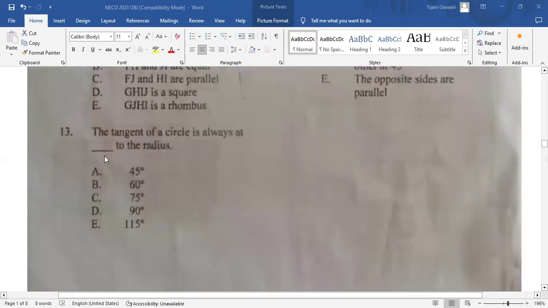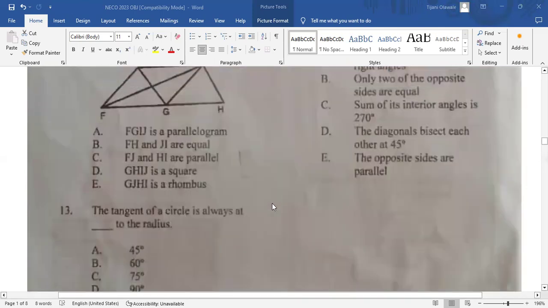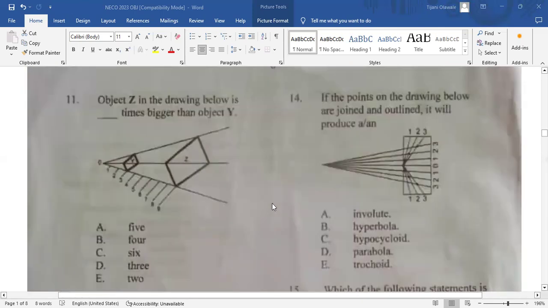Then question 13 says that the tangent of a circle is always attached to the radius. It is always at a right angle, or 90 degrees, to the radius. The answer is option D. Then move to question 14. Question 14 says that if the points on the drawing below are joined and outlined, it will produce a hyperbola. That is option B, the answer to this question.